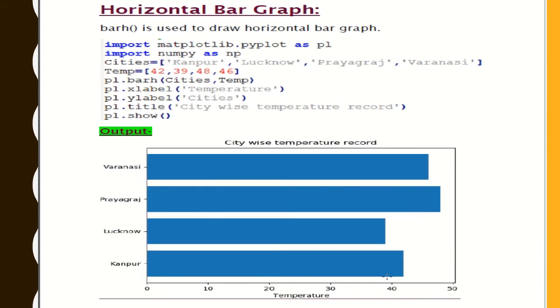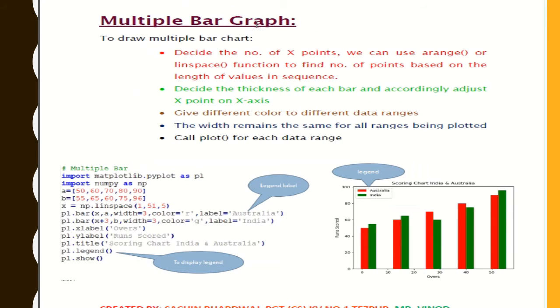The data will be displayed in horizontal order, and whatever the data is, you have to write accordingly. It is just the same. Okay, next is the multiple bar graph. What do you mean by multiple bar graph?